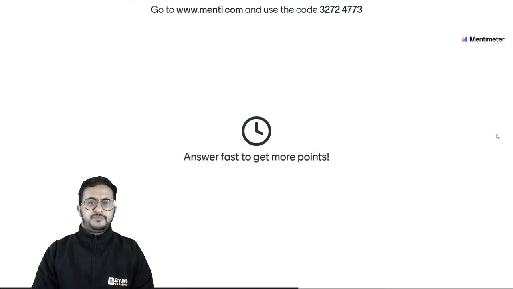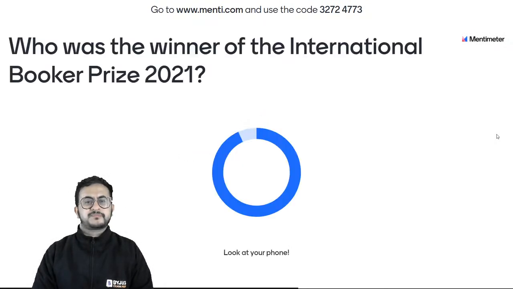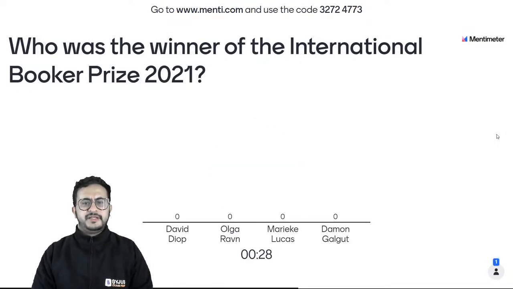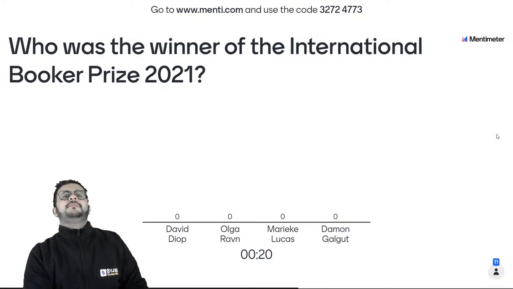Okay, here's question number 24. Who was the winner of the International Booker Prize 2021? David Diop, Olga Ron, Marky Lucas, Damon Galgo. International Booker Prize 2020.